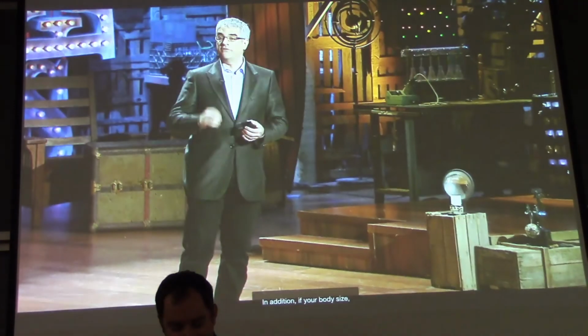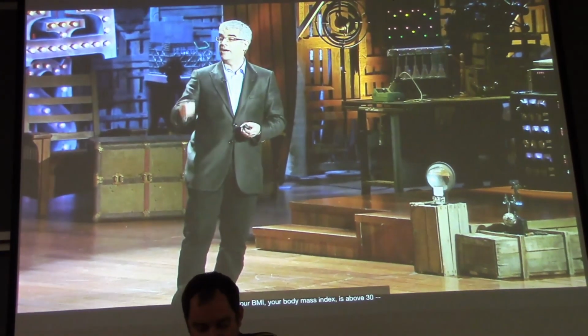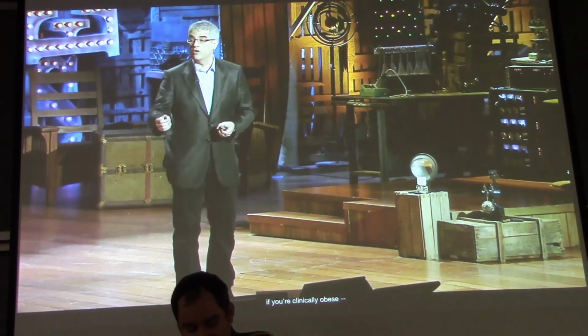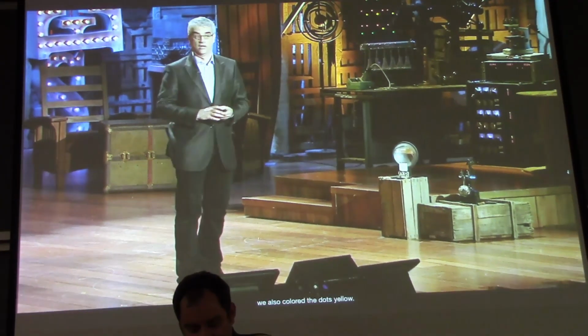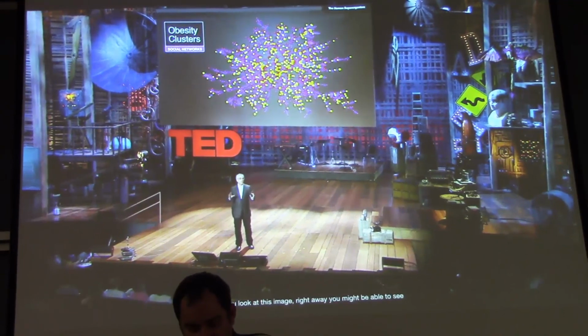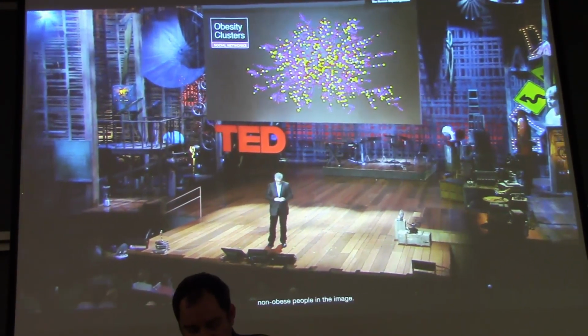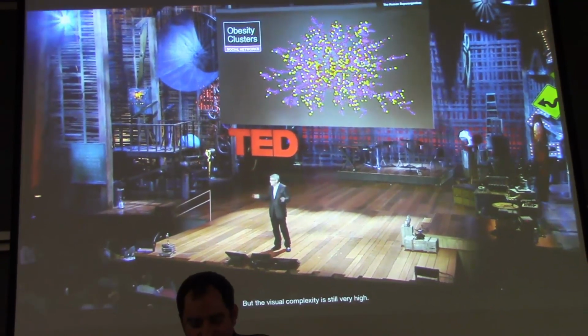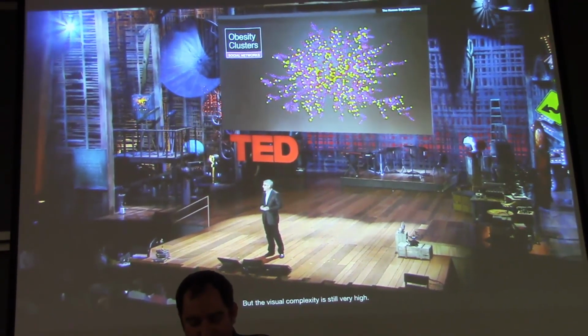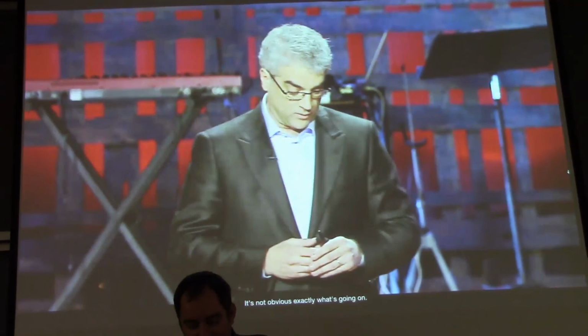And in addition, if your BMI, your body mass index, is above 30, if you're clinically obese, we also color the dots yellow. So if you look at this image right away, you might be able to see that there are clusters of obese and non-obese people in the image. But the visual complexity is still very high. It's not obvious exactly what's going on.